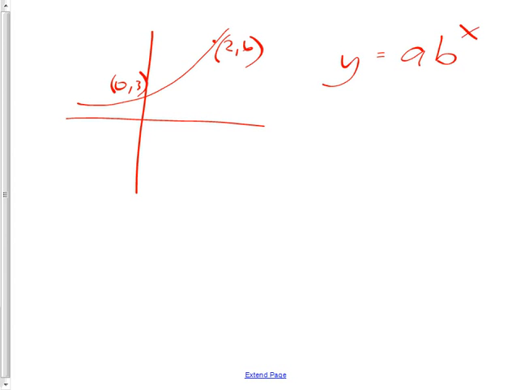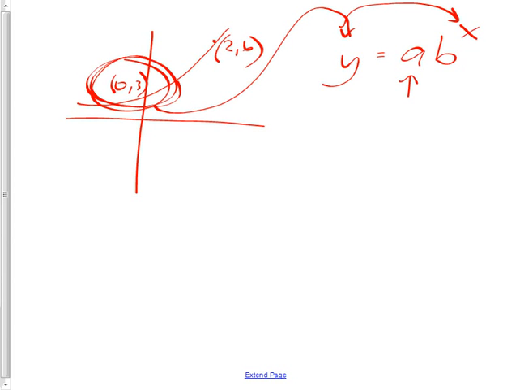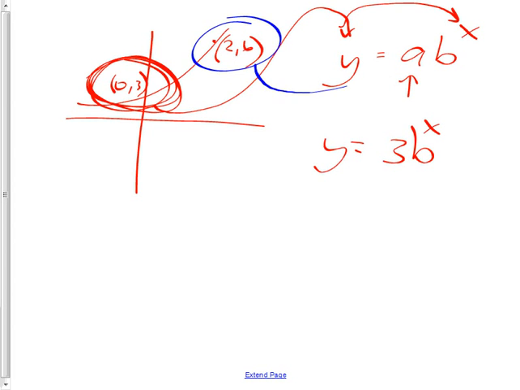y equals a times b to the x. Do you remember how to do these? You take this point, you stick it in here into the x and the y, and you'll figure out the starting value, which is this number. So you use this point to figure out the a. Once you've done that, you can probably figure this out in your head, and you realize that, oh, a is 3. And then you'll have y equals 3 times b to the x. Then you use the other point, this point here, to stick into the x and the y to figure out the b. All right, you remember those? I hope so. Okay, moving on.